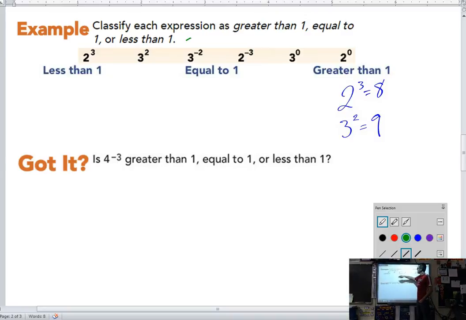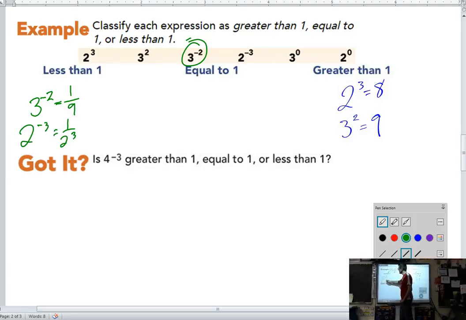So this becomes 1/9, and that would be less than 1. Ashley, 2 to the negative third. This becomes 1 over 2 to the third, which is 1/8. Samantha, what about 3 to the 0? It would be equal to 1, because when you have a 0 power, it's just equal to 1. And Jeremiah Smith, what about 2 to the 0? 1.